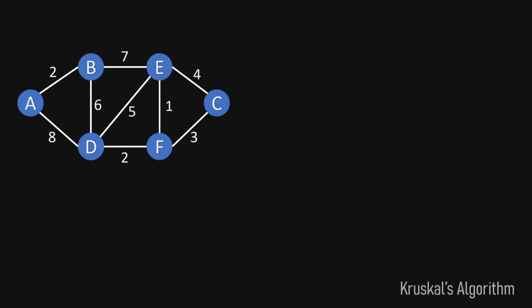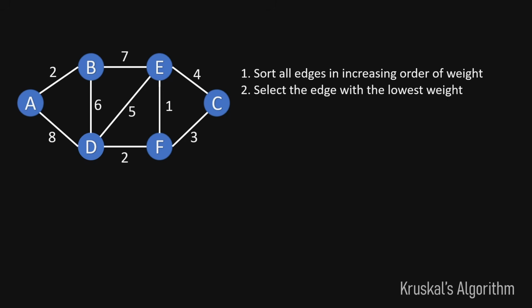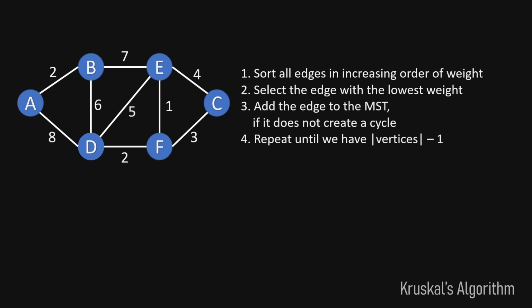The algorithm consists of a couple of simple steps that we will see in an example. The first step is to sort all edges in increasing order of weight. Afterwards, we will always select the edge with the lowest weight and add it to the MST if it does not create a cycle. We are going to repeat this until we have the number of vertices minus 1 edges in the MST.